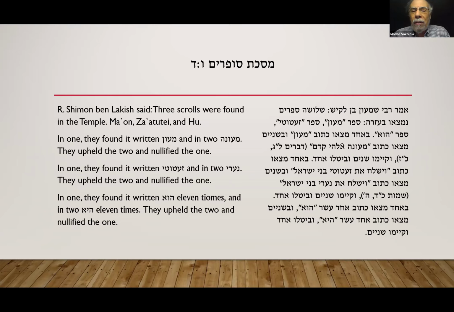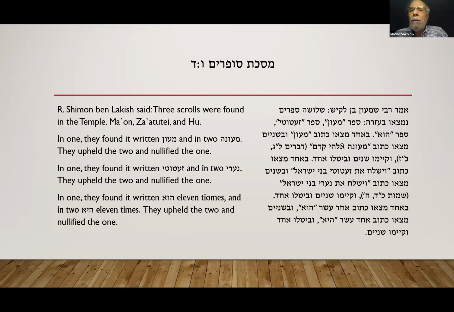Okay. However, it says, Be'echad matzu katuv ma'on. Only one of the three scrolls had the word written as ma'on. Bishnayim, in the two other scrolls, it was written me'ona. So what did the rabbis do? They applied the rule of majority. Kiyamu shnayim ubitlu echad. They upheld the version me'ona that appeared in two of the scrolls, and they canceled out or nullified the reading of ma'on, which was found in only one scroll.